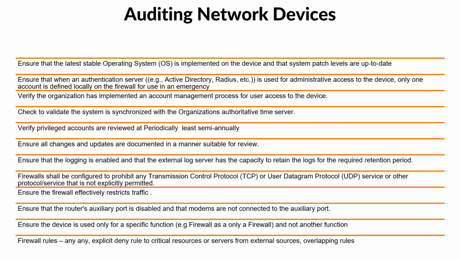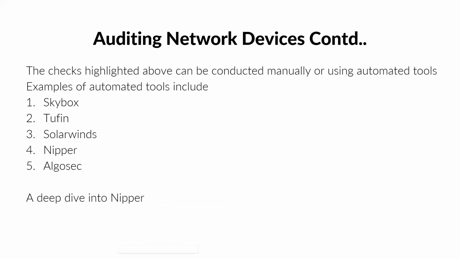For firewalls, you should prohibit protocols that are not explicitly defined. This is where the any comes in, when you're defining an access control list and you're saying any. No, we shouldn't have that. It should be from a specific protocol or a specific service, going to a specific destination. You should ensure that your firewall restricts traffic.